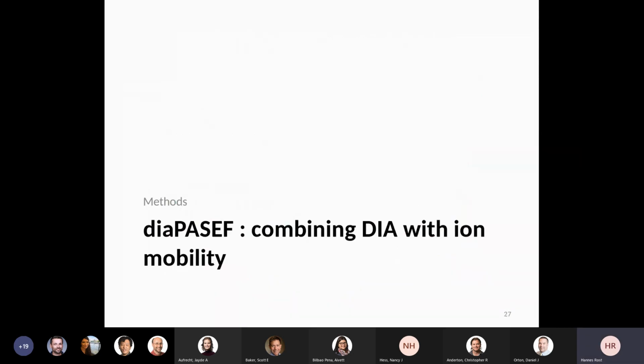And so what we have done is we have partnered up with several labs in Europe and with Bruker in order to develop a method called DIA-PASEF. And I'm actually very happy to announce that 2 weeks ago, the paper was published in Nature Methods. So for anybody interested, you can now go and look that up on Nature Methods. It was already on bioRxiv since last summer.